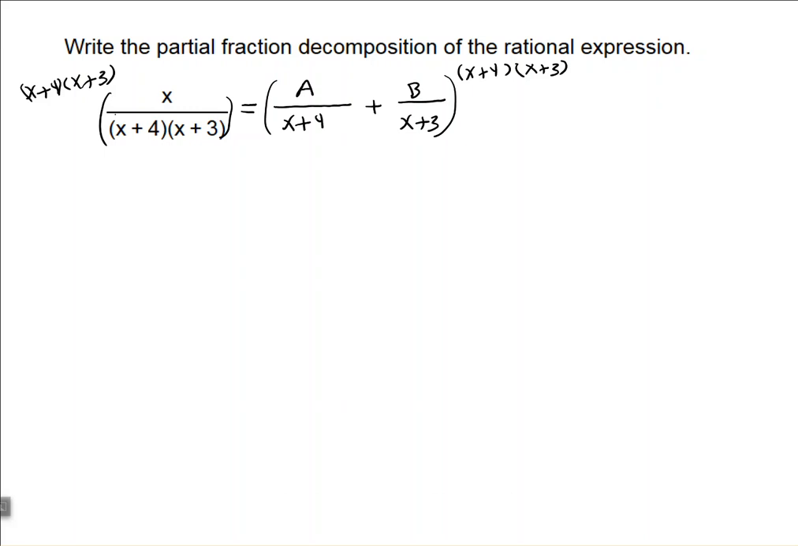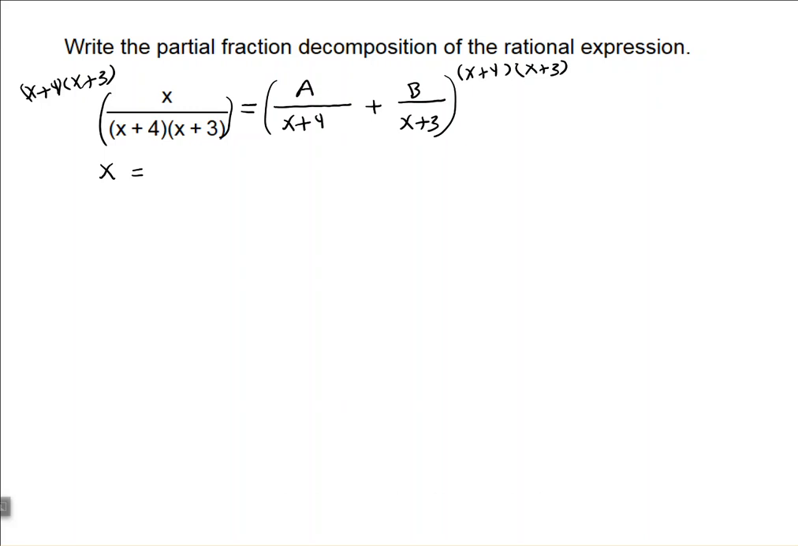Alright, so on my left hand side, you see that the x plus 4 and the x plus 3 will cancel out with the factors in my denominator. So I'm left with x. On the right hand side, if I multiply x plus 4 times x plus 3, I have to use my distributive property, taking both of these factors and multiplying it times each fraction.